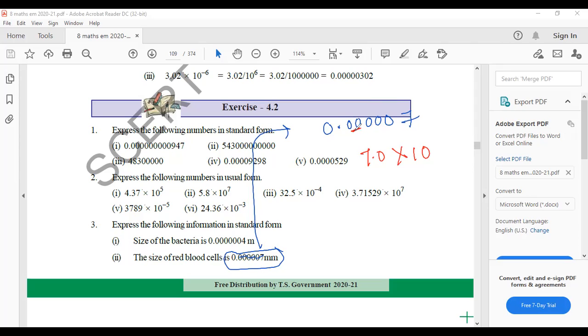How many are there after the point? Totally 6 are available. Not zeros, negatives will come. How did you count here? Total digits. So the answer is 7 into 10 to the power of minus 6. Don't get confused.